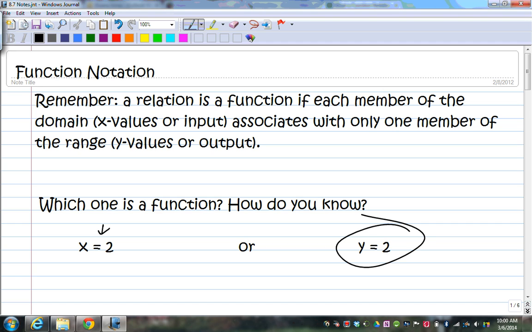So in other words, everything we're dealing with here is going to be functions, except for vertical lines, and that would just be x equals something. You have to remember that.